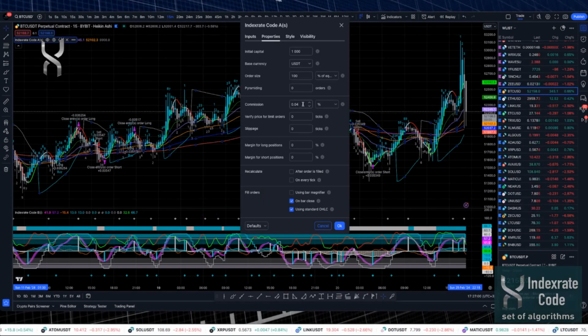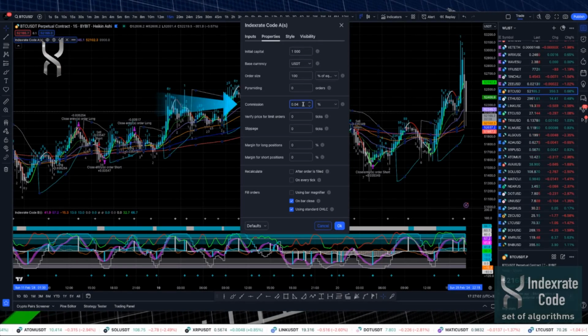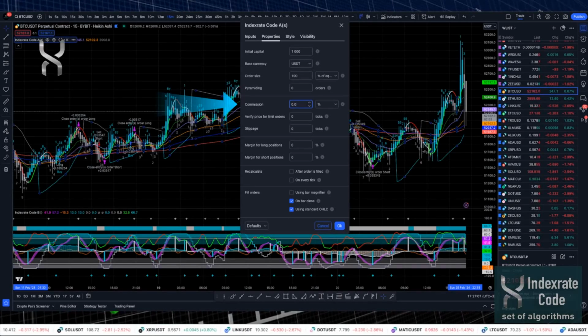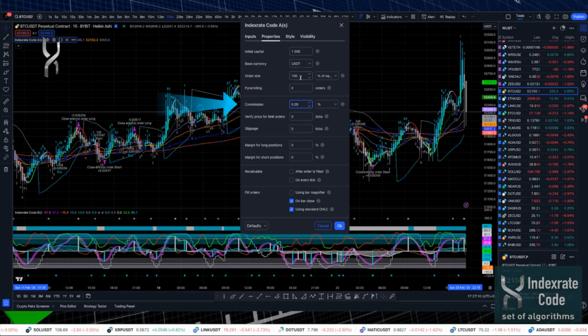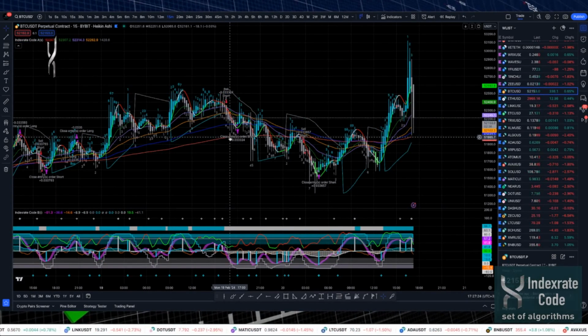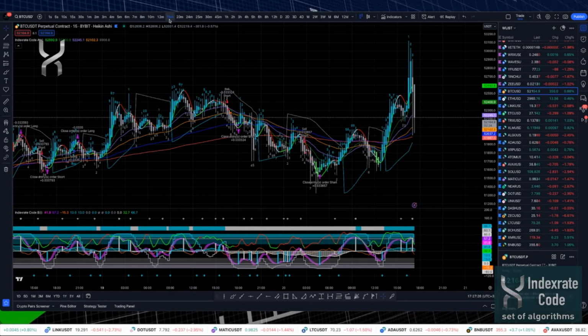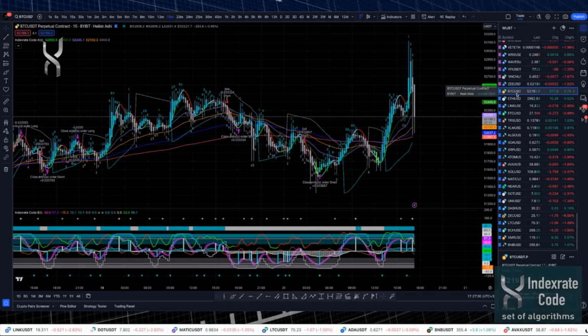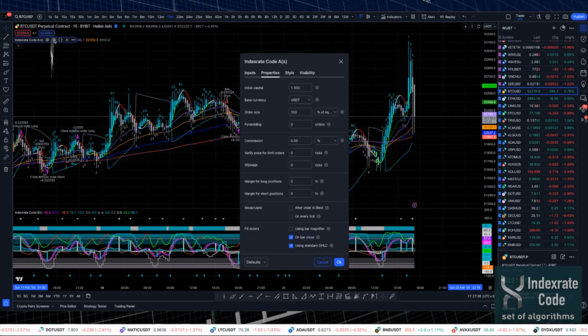Also, another important parameter is the exchange commission. If we are talking about the Bybit exchange, then here it is 0.05. The other values cannot be changed, they are conditional. Click OK. So, to set up the strategy, I chose a time frame of 15 minutes and a futures contract of the Bybit exchange. What do we see when we go to the indicator settings?